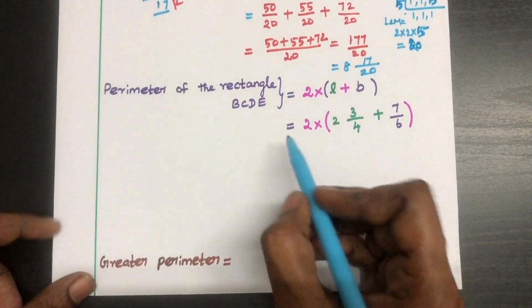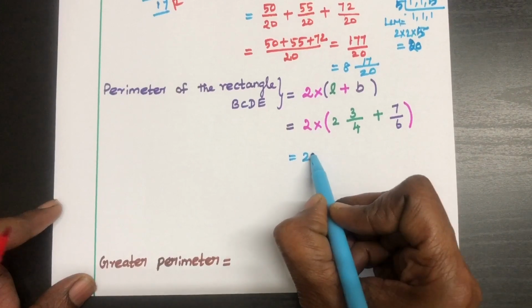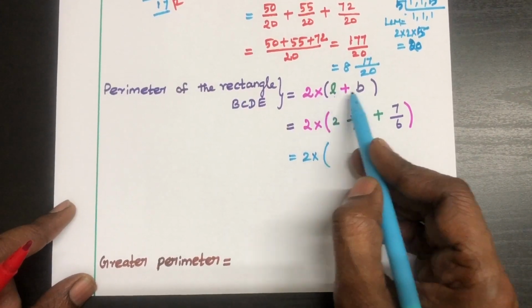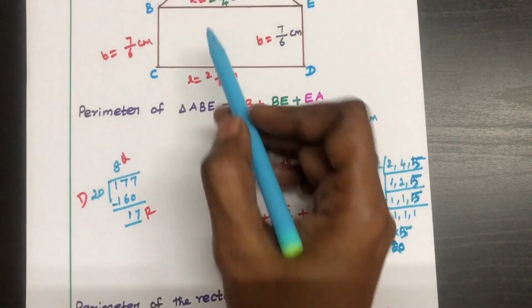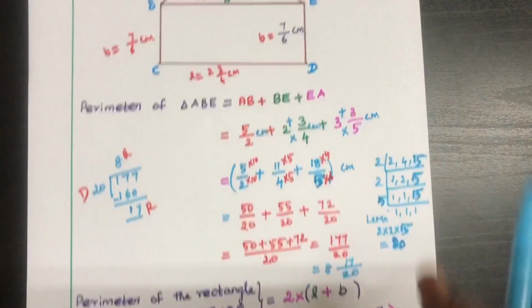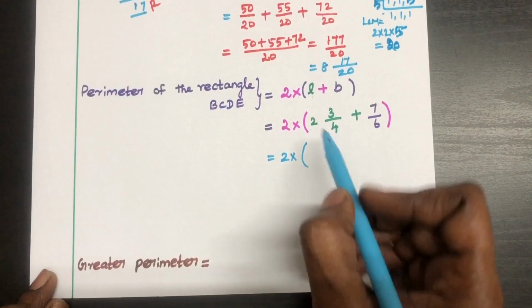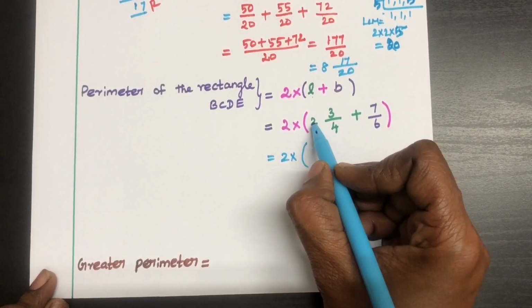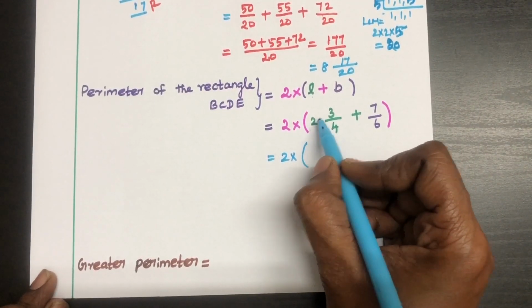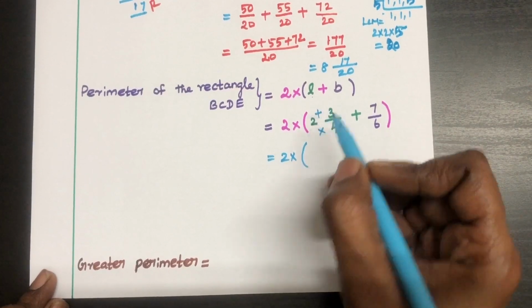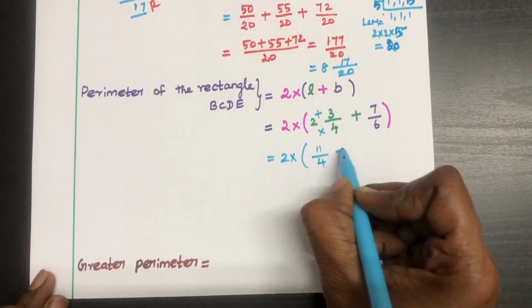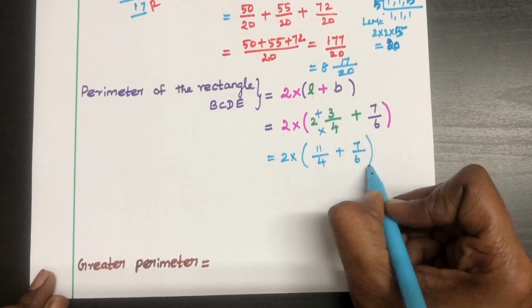Let's find it. See here, 2 into L plus B. L is given, only 2 times 3 by 4. B is 7 by 6. So the same thing, 2 times 3 by 4 plus 7 by 6. First make it an improper fraction. 4 2s are 8. 8 plus 3 is 11. 11 by 4 plus 7 by 6.